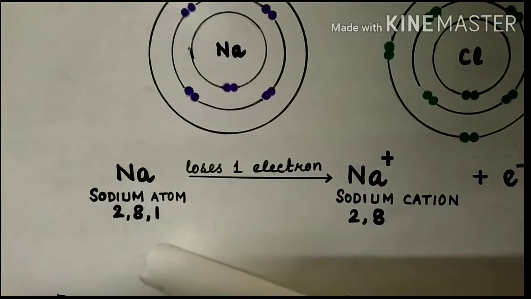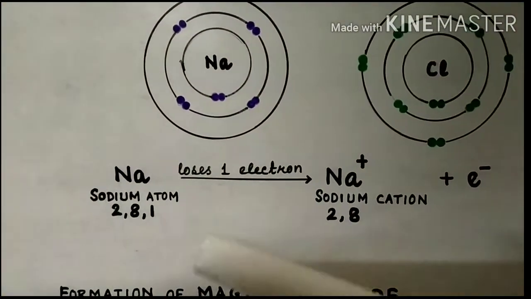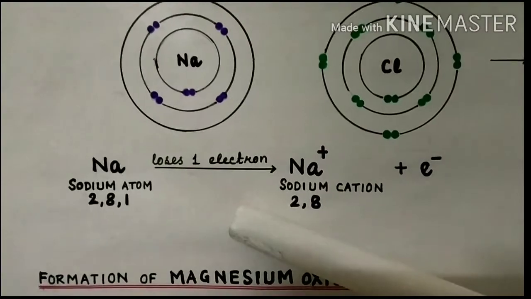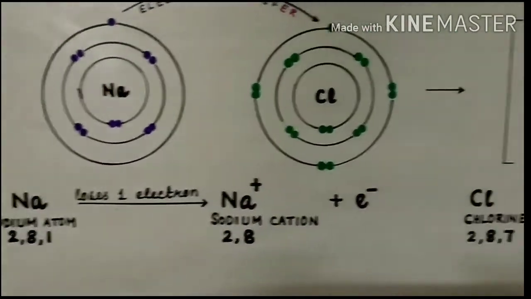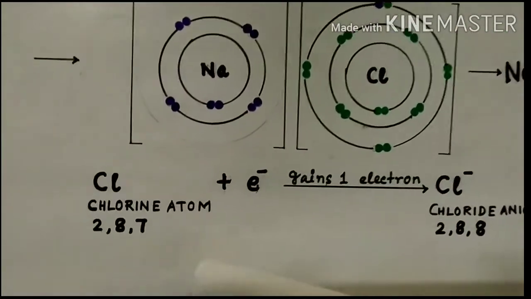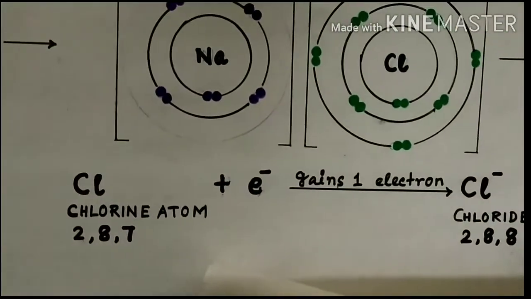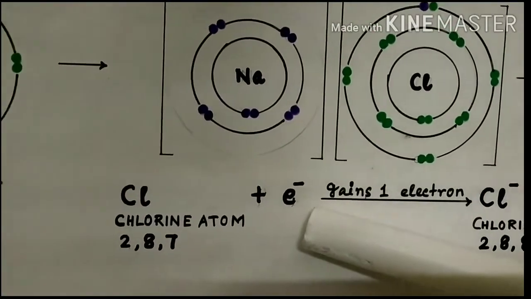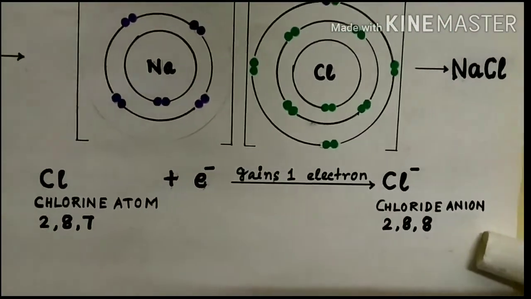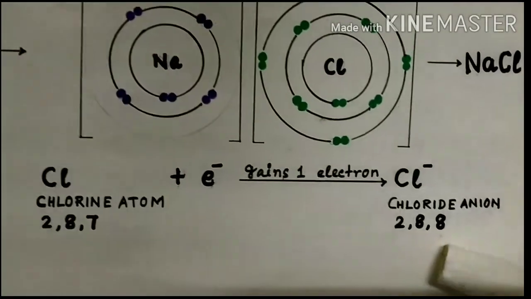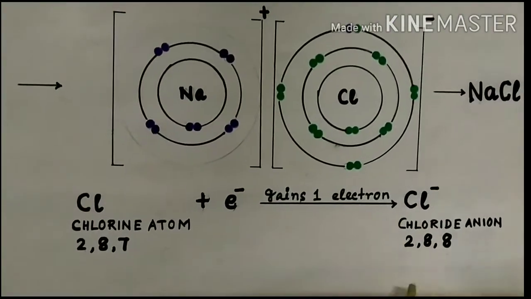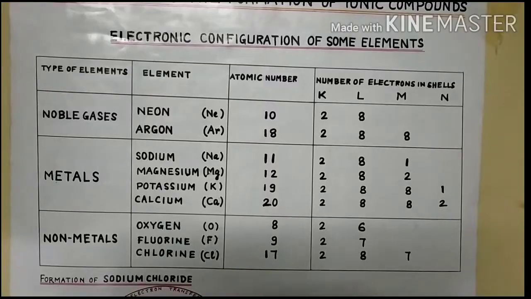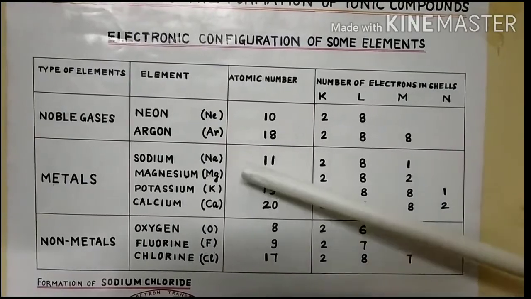See here, the sodium 2,8,1 structure loses one electron, forming sodium cation 2,8. Here, the chlorine atom 2,8,7 structure gains one electron, forming chloride anion 2,8,8 structure. So this is the formation of sodium chloride. Next, formation of magnesium oxide.